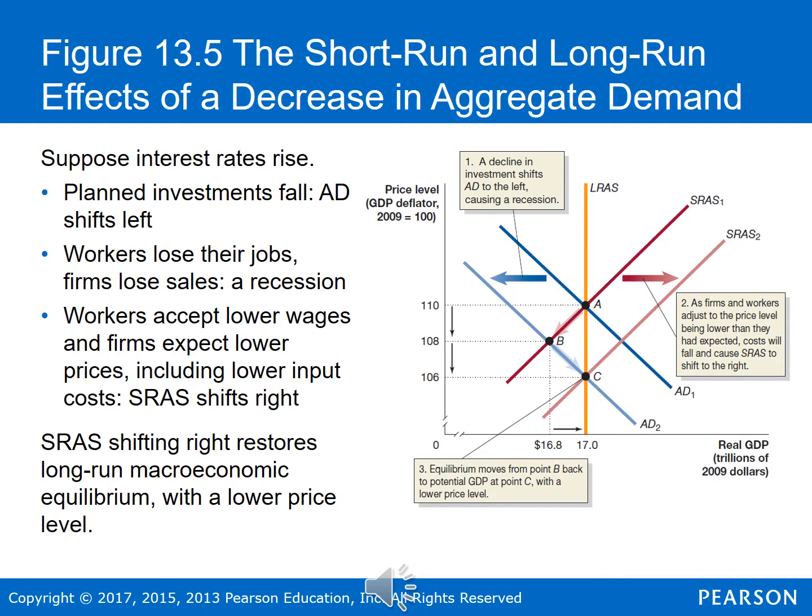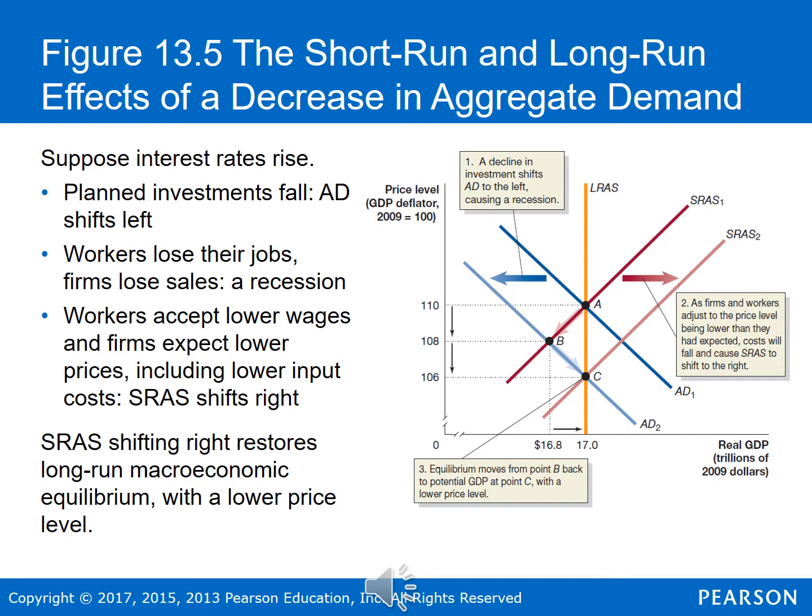The result is a move from point A to a new short-run macroeconomic equilibrium. This is where the aggregate demand 2 curve intersects the original short-run aggregate supply curve, point B. In this new short-run equilibrium, real GDP declines from $17 trillion to $16.8 trillion. So it's below its potential level, because remember, the long-run aggregate supply curve shows the potential real GDP.